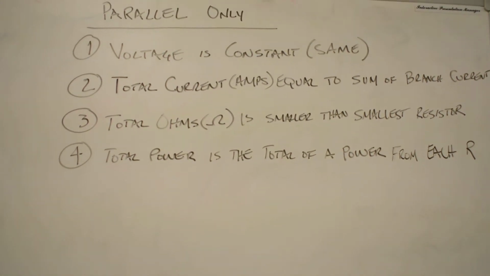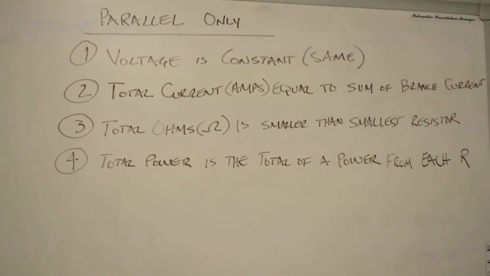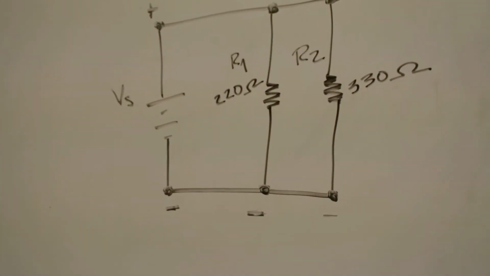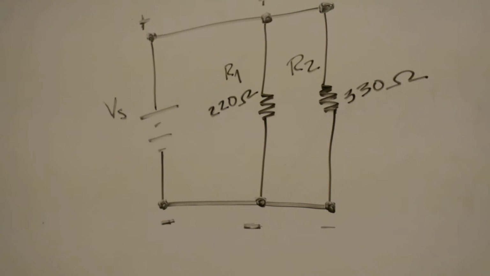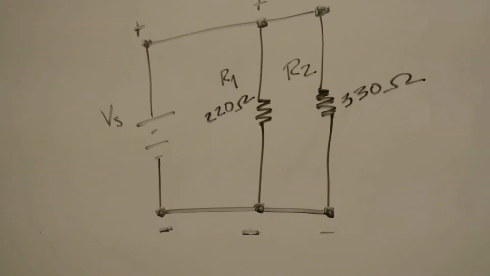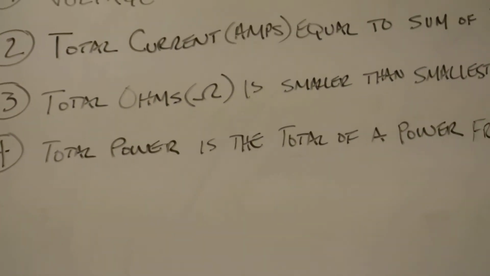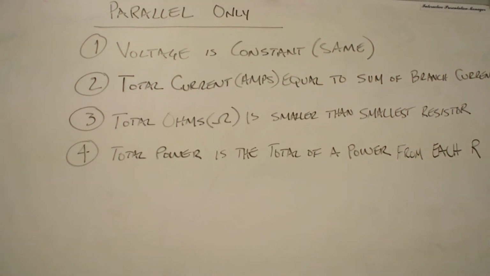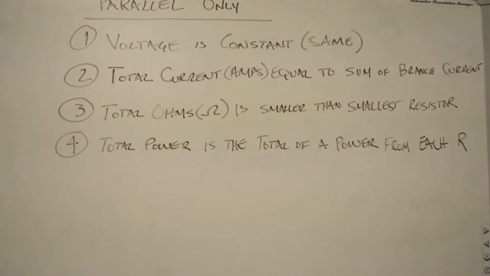My total resistance is smaller than the smallest resistor. That means that my total resistance is going to be smaller than 220, because 220 is my smallest resistor. Seems counterintuitive, but if I'm driving down a road and they open up more lanes in a road, it's easier to travel down the road than if they were to take lanes away.